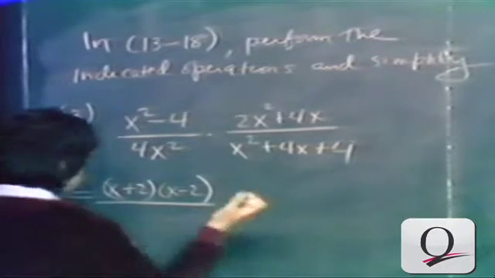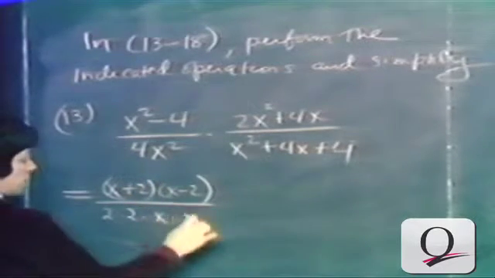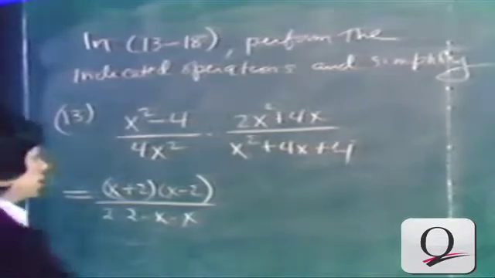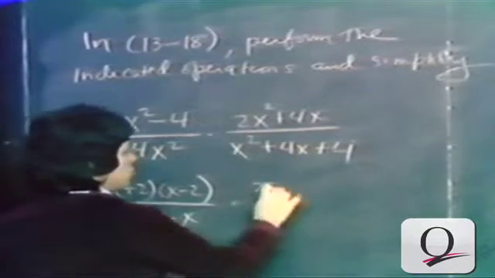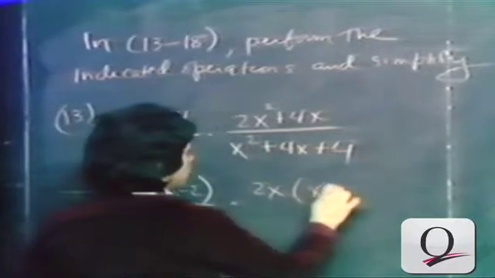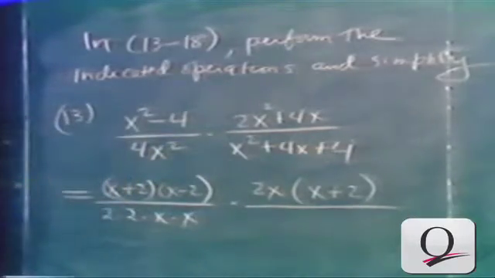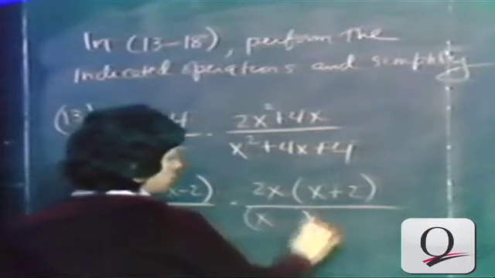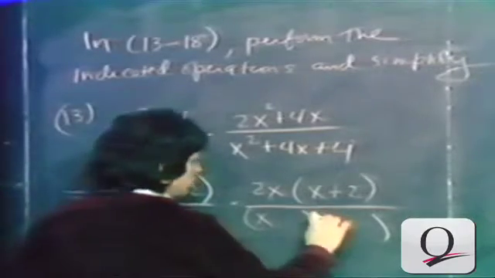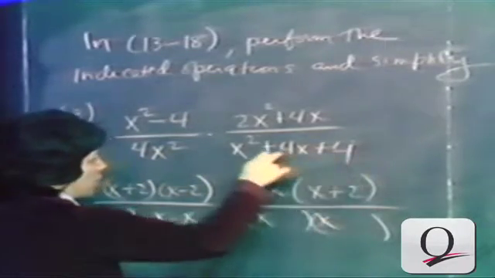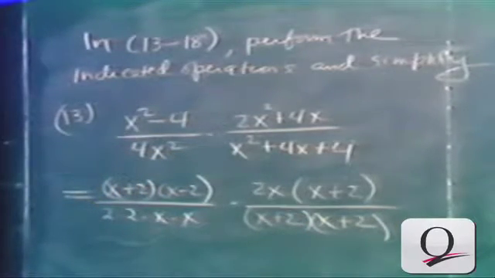4x squared, if you want to, you can say it's 2 times x times x. Or you could just leave it 4x squared. Here, 2x squared plus 4x, a common factor would be 2x, and you would be left with x plus 2. And x squared plus 4x plus 4, there is no common factor other than 1, so you're going to try to write it as the product of two binomials. You're looking for two numbers which multiply to 4 and add to 4, and they are 2 and 2. And now let's see what we have.